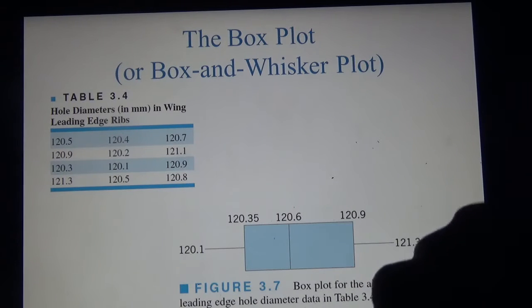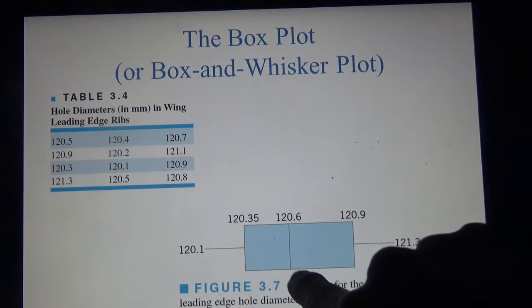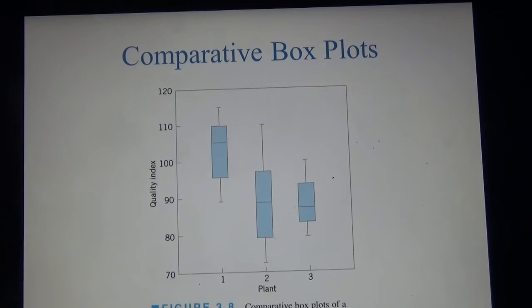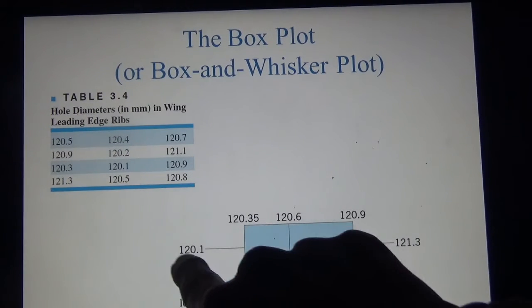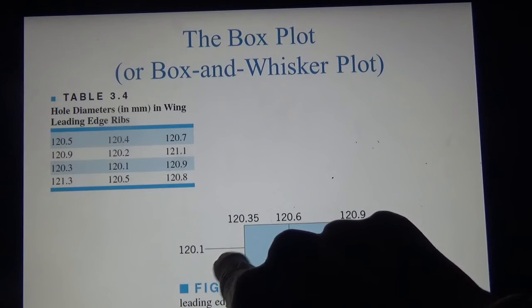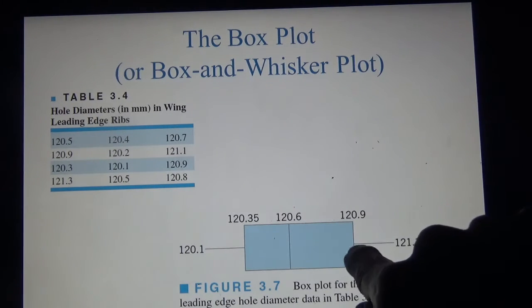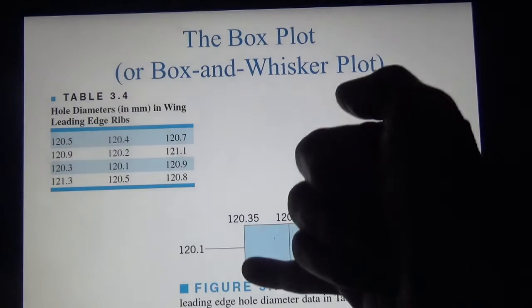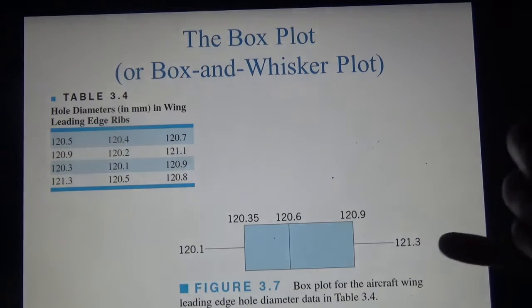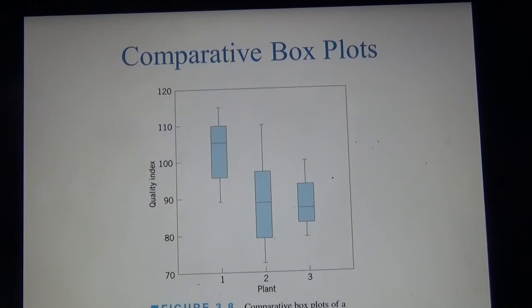For a box plot diagram, the data is divided into 4 parts: 25% of the data is here, 25% is here, and the other two 25% parts. We calculate these values and then draw the diagram.